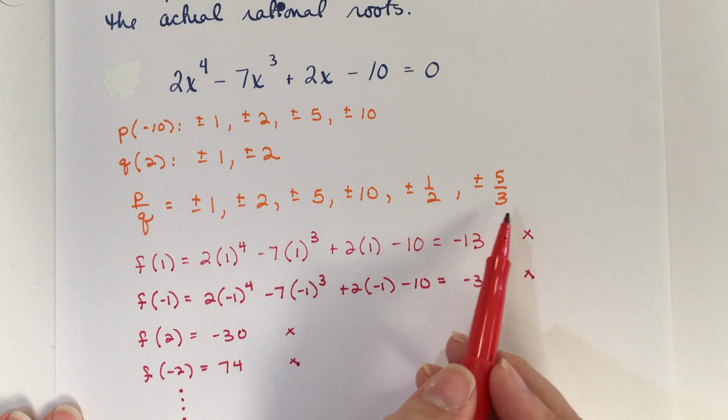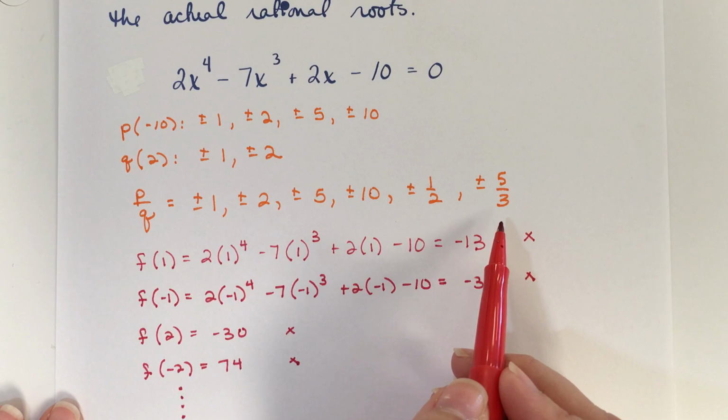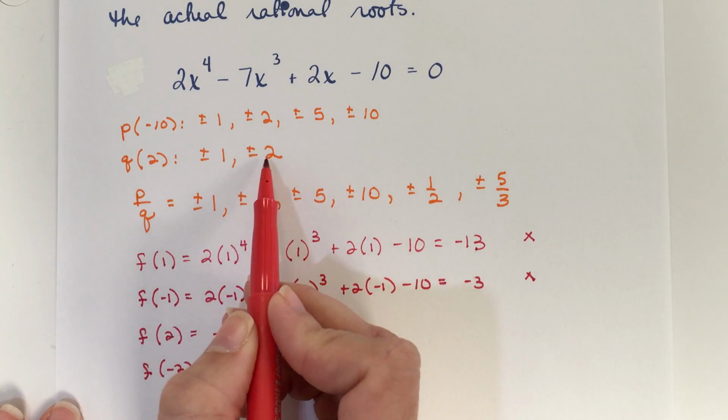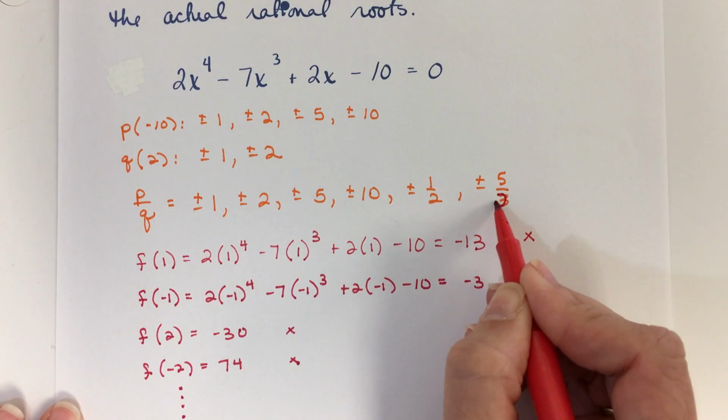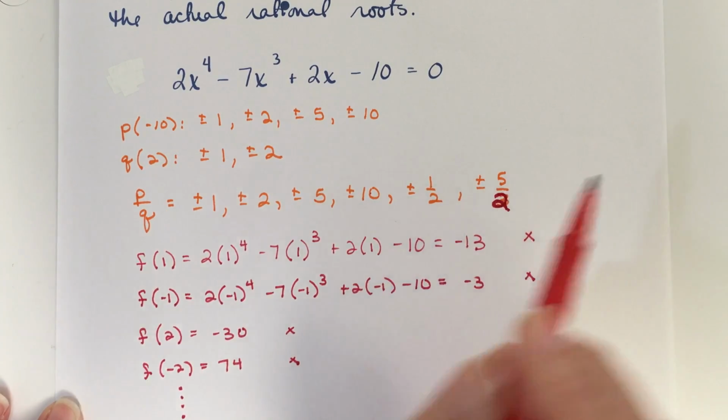I just now realized what I did. That's a 3 right there, and that's supposed to be a 2, isn't it? So 1 over 2, yes, I'm sorry, that's supposed to be a 2. I just now caught my mistake. So that should be 5 over 2.